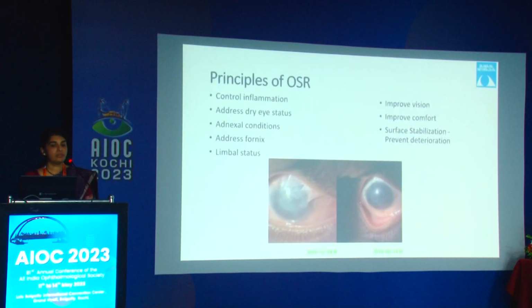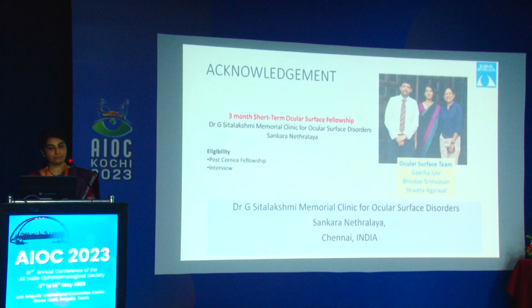So, to summarize, these are the principles of ocular surface reconstruction, where you need to control the inflammation, stabilize the ocular surface, and then address each of the fornix, corneal, and the limbal components.